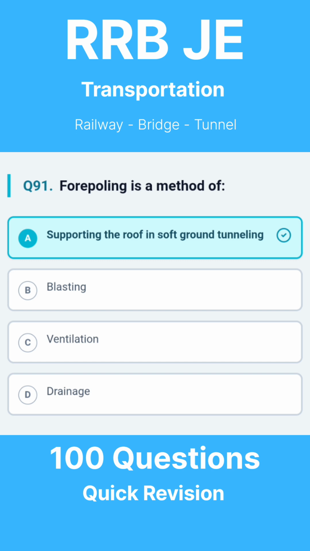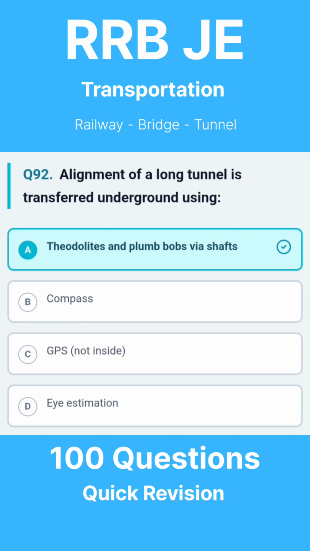Question 91. Forepiling is a method of? The correct answer is supporting the roof in soft ground tunneling. Question 92. Alignment of a long tunnel is transferred underground using? The correct answer is theodolites and plumb bobs via shafts.